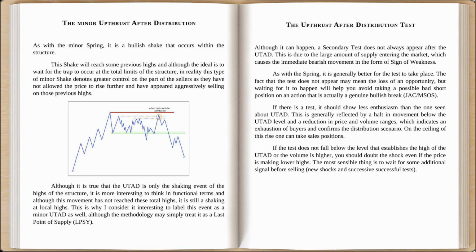As with the minor spring, it is a bullish shake that occurs within the structure. This shake will reach some previous highs, and although the ideal is to wait for the trap to occur at the total limits of the structure, in reality, this type of minor shake denotes greater control on the part of the sellers, as they have not allowed the price to rise further and have appeared aggressively selling on those previous highs.